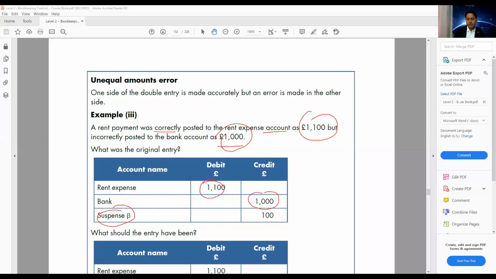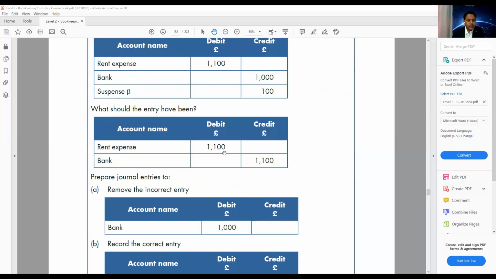So what was the original entry? The original entry is rent expense debit, bank credit, and suspense account credit 100. And what should the entry have been? The entry should have been rent expense debit 1100, bank credit 1100. So this is the correct one, 1100 for both, not 1000 and 1100.